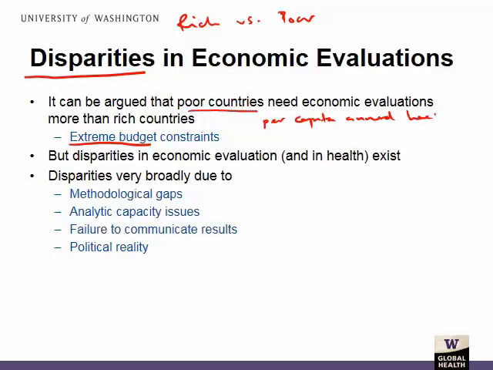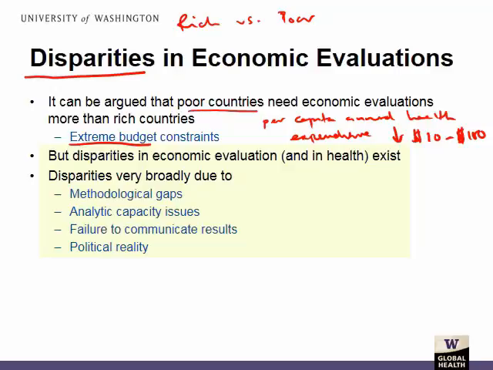that is very low, maybe between $10 to $100, just $100. So it's very, very little money, and these extreme budget constraints mean that the money needs to be used more efficiently. But the disparities exist, and the reason they exist is because there are no methods that are specific to poor countries.